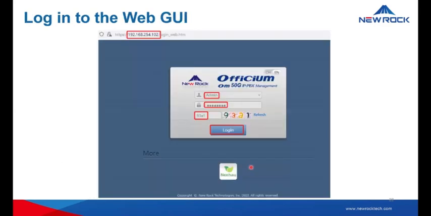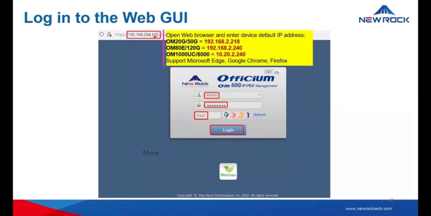Once you have the IP address, you can go to your web GUI in the web browser and log in. The default IP for the 20G and 50G is 192.168.2.218. For the OM80E and 120G it is 192.168.2.240. And for the OM1000 UC to 8000 it is 10.20.2.240. The web browsers we support are Microsoft Edge, Google Chrome, and Firefox. We have no problem with those.